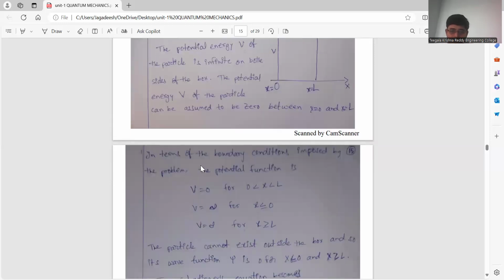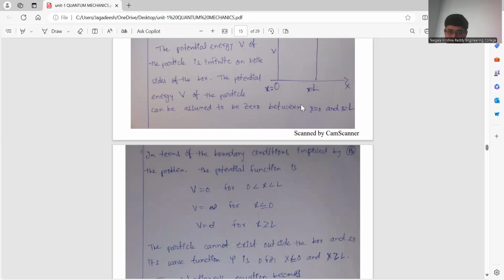In terms of the boundary conditions imposed by the problem, suppose we take the potential function for the box. V equal to 0 for 0 less than x less than L. Nothing but the potential energy is V equal to 0 inside, for x greater than 0 and less than L. Inside the box, the potential energy is 0.